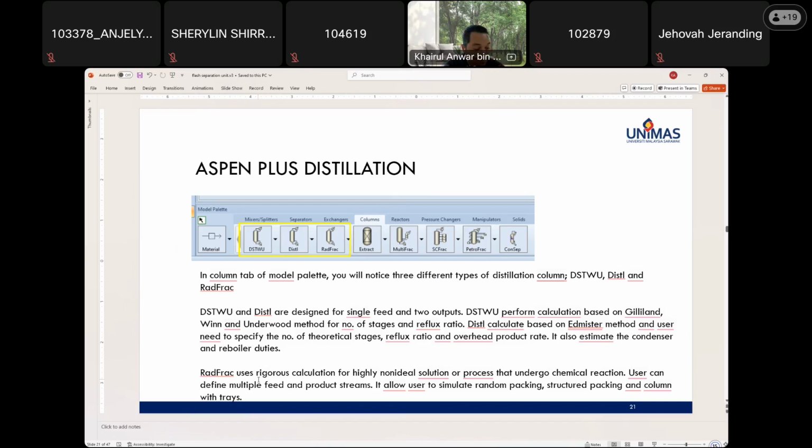RadFrac is much more accurate. It allows the user to simulate random packing, structured packing, and the column. Because this is a distillation tower, there is a column. Even for the column, you can specify.